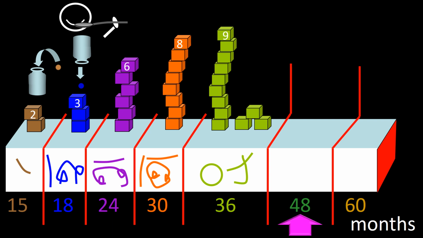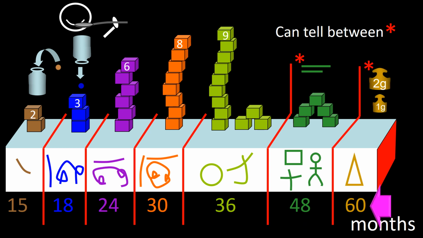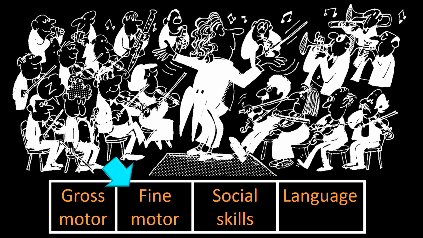By 48 months, the child copies a square and a cross, draws a simple figure of a man, and makes 5 cube bridges. The child is also able to choose the longest of 2 lines. By 60 months, that is by 5 years of age, the child draws a triangle and can pick up the heaviest of 2 objects. After considering fine motor development, we will consider social skills.